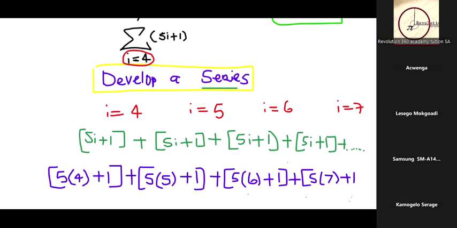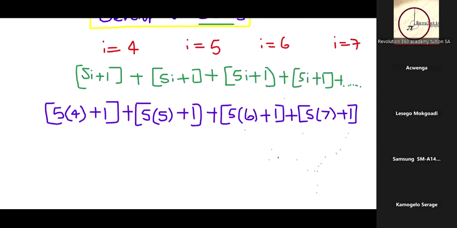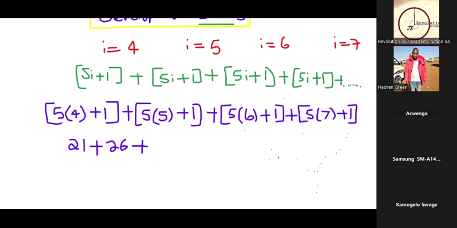And then, as you now continue, 5 times 4, that is 20. So it's going to be 20 plus 1, which is 21. You write 21 on the first brace. And then you'll say plus 5 times 5, that's 25, plus 1, that's 26. And then you say plus 6 times 5, 30, plus 1, 31. Plus, and then you're going to say what?